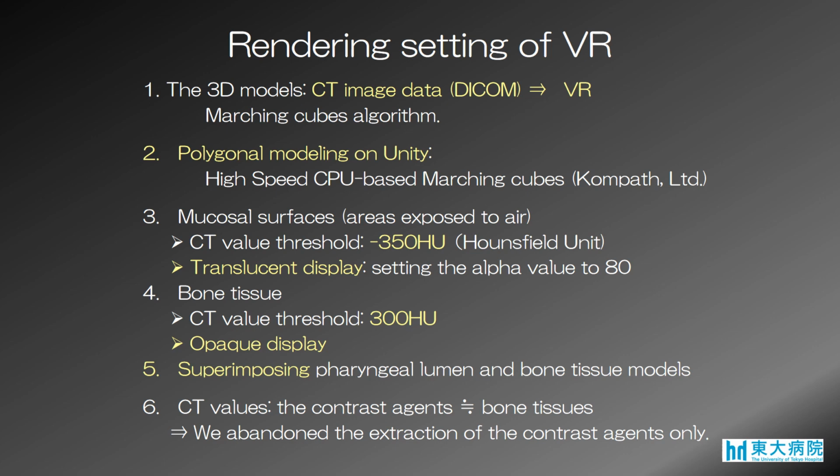Superimposing pharyngeal lumen models and bone tissue models made it possible to simultaneously observe the dynamics of the pharyngeal lumen and bone tissue during swallowing. Since the CT values of the contrast agent and bone tissues are comparable, we abandoned the extraction of the contrast agent only, because it requires manual work and a huge amount of time.